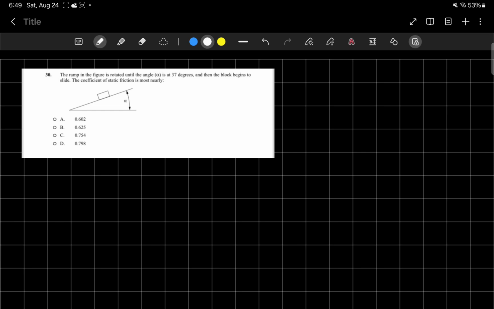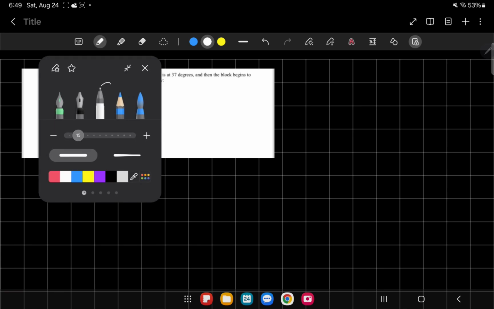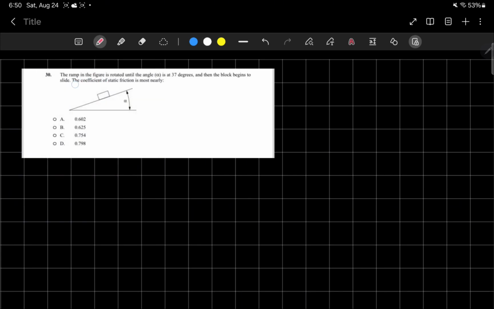Here I have an FE prep question for you guys. So the ramp in the figure is rotated until the angle alpha is at 37 degrees, and then the block begins to slide. The coefficient of static friction is most nearly what? So the question here is, what is the coefficient of friction? That's what we want. And we know it's a static problem because it says static and there's really not much going on, and it's talking about the block beginning to slide.